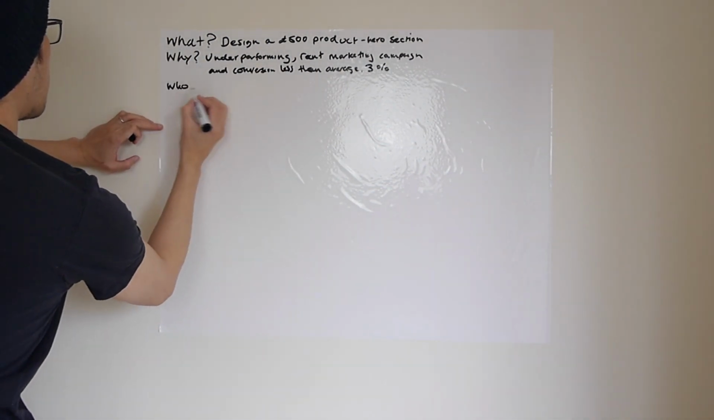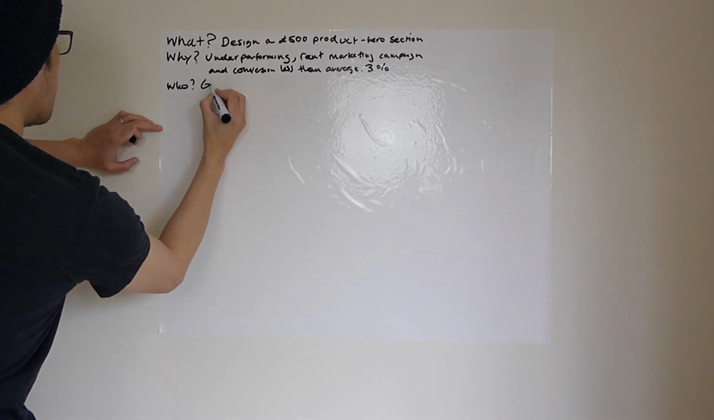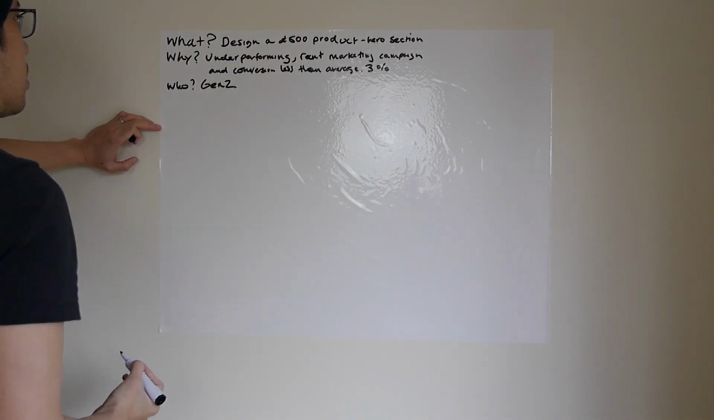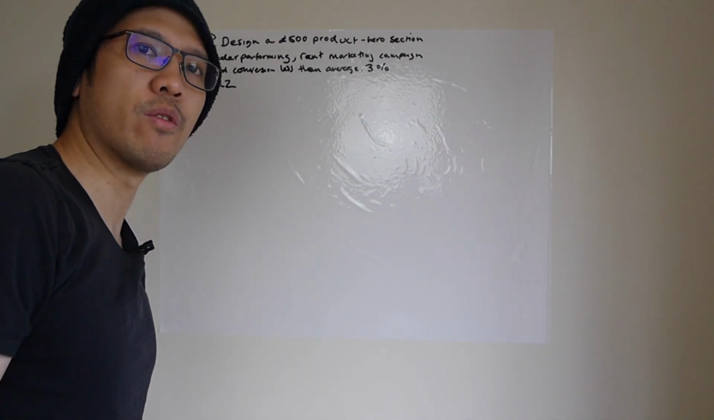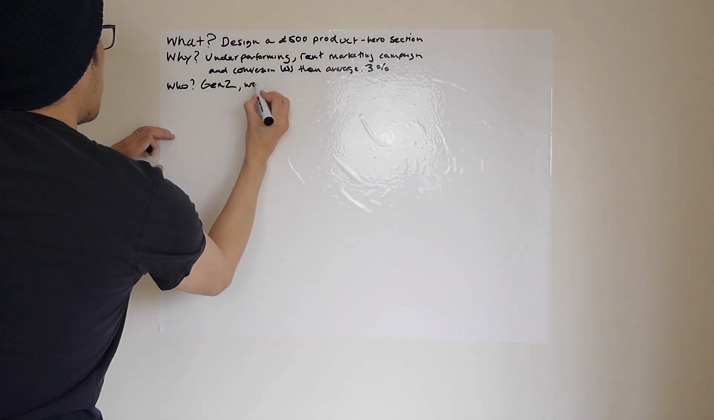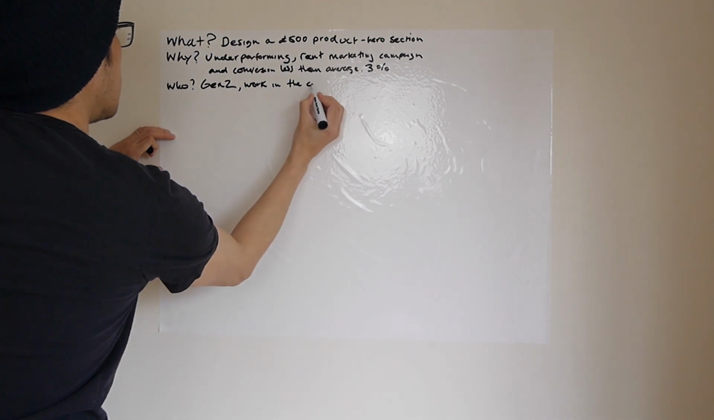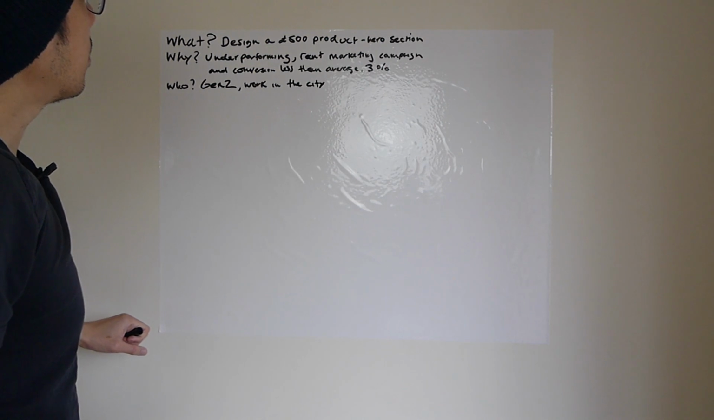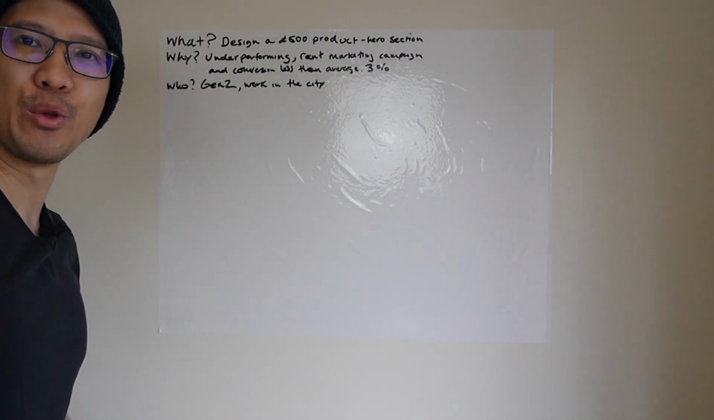Looking at our data, the user is Gen Z, and is there a user profile for this person? Well, they work in the city. And also, what is the product as well? We need to actually understand what the product is.